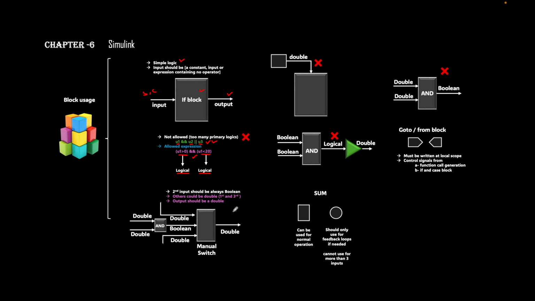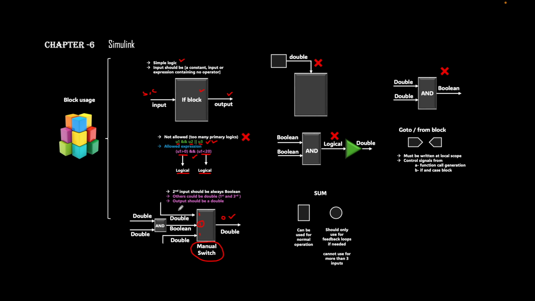Now let's come to the manual switch. In case of a manual switch, we need to have 3 inputs and 1 output. So this is the output and all these are the inputs. If you see, the second input must always be a Boolean, and the first and the third input should be double. It could be double, but it could be some other data type also. And the output should also be the same data type as the input, so it depends on whatever input you are giving.